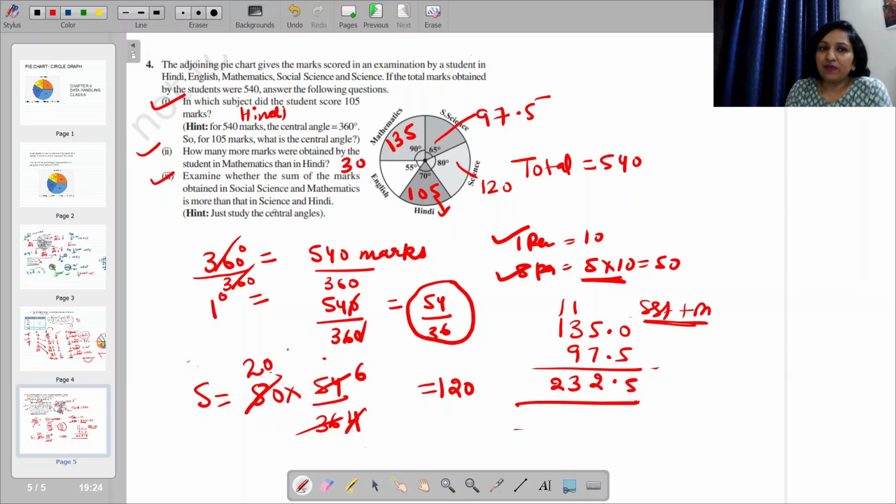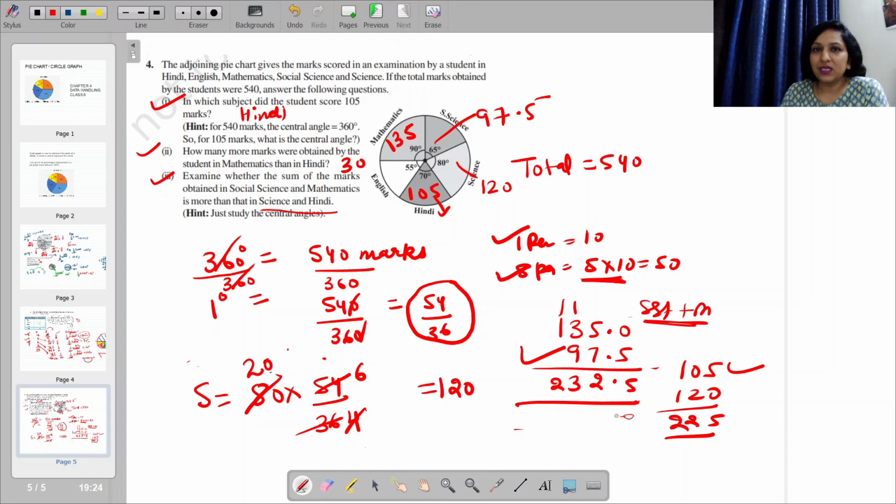Another combination is given for science and Hindi. If we add these two, 105 and 125, we get 225. The question is asking, is the sum of the marks obtained in social studies and math more than in science and Hindi? Is this number more than 225? Answer is yes. So you need to write yes here. Yes, the marks obtained in social studies and math together are more than that of science and Hindi together. I hope you are able to understand it well.